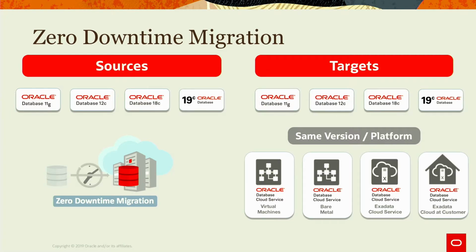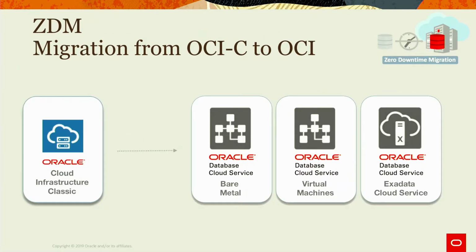As I mentioned, these are the 4 cloud services that we support. Now, we recommend that migration is done in the same version, so 11G to 11G, 12C to 12C, and I'll talk more about patch levels once we get to that section of the presentation. If you are holding your databases on Cloud Infrastructure Classic or Generation 1 Cloud, you can migrate to the new cloud generation 2 or OCI using Zero Downtime Migration.